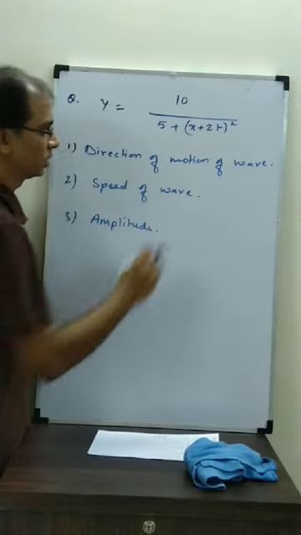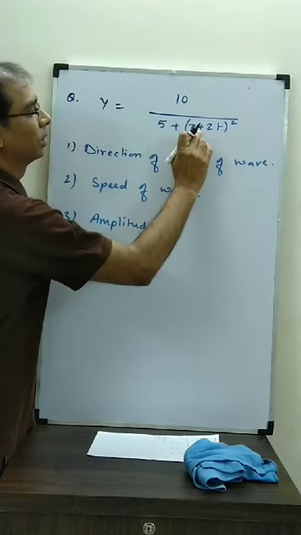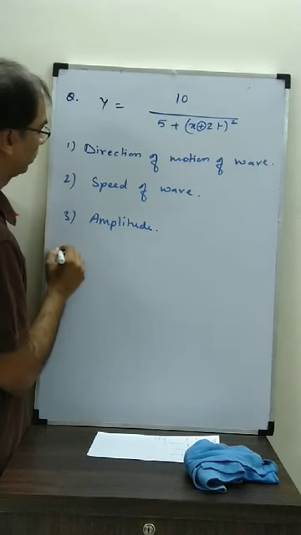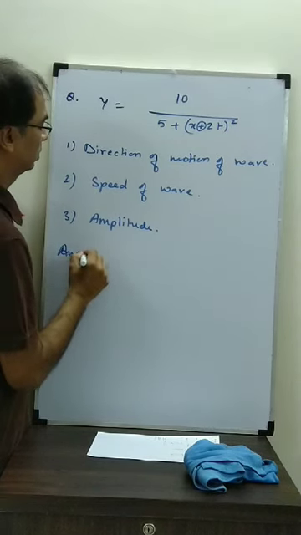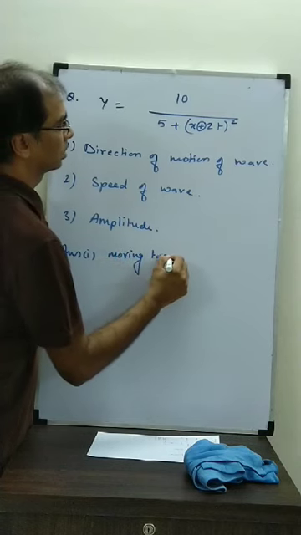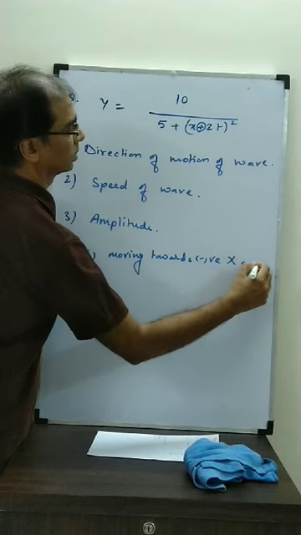So what do you do? First see the function. Okay, it's x plus 2t. Now here is plus. That means it's moving towards negative x-axis. So we write first question's answer: moving towards negative x-axis. Okay.